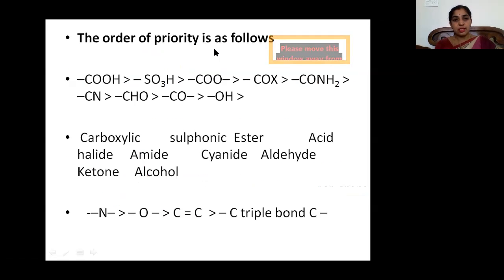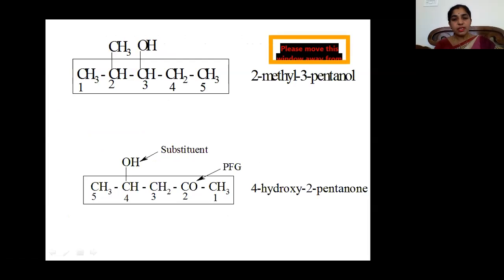In this slide, I have shown the order of priority for different functional groups. If you compare ketone and alcohol, the ketone gets the highest priority compared to alcohol. That's why in this compound, the ketone has the highest priority. So the other functional group becomes a substituent. As a result, we have to start numbering from the functional group itself. So finally we write 4-hydroxy, as it becomes a substituent. Then at position 2 you have the ketone. So 2-pentanone.